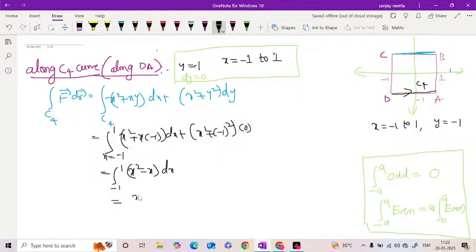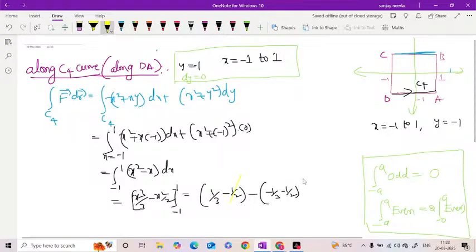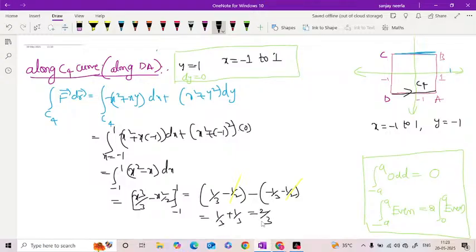After normal integration, x cube by 3 minus x square by 2, limits minus 1 to plus 1. Substituting the upper limit, 1 by 3 minus 1 by 2, minus the lower limit, minus 1 by 3 minus 1 by 2. Here the 1 by 2 terms cancel, and the rest is 1 by 3 plus 1 by 3, which is 2 by 3. This is our fourth result.